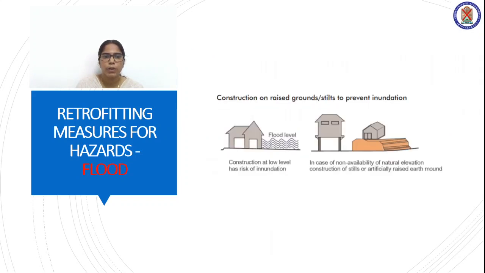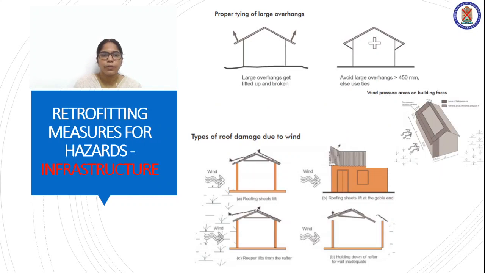This is an example of retrofitting measures for flood prone area. The construction at low level enhances the effect of the risk. High risk will be high risk. But if the building is on a natural elevation, or if it is not available, we can make an artificial elevation, and it will protect the building or the infrastructure from the flood. These are the few retrofitting measures in the building of an infrastructure.